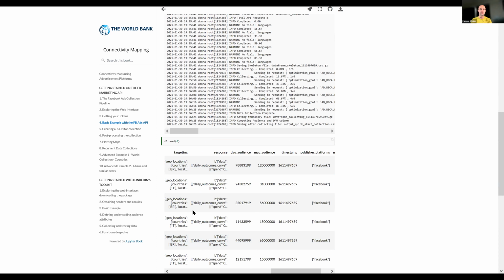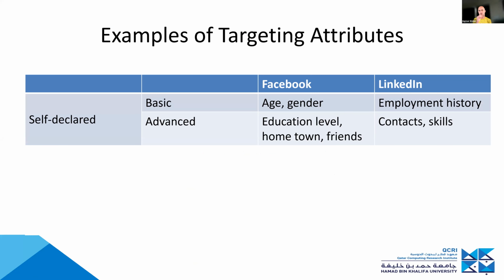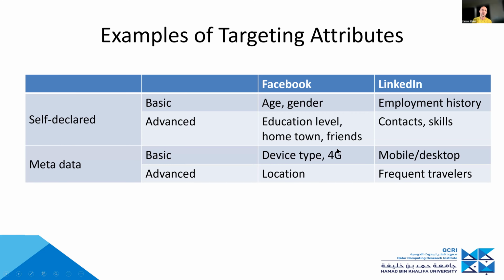So I showed this. Okay, so just to elaborate a bit more on the criteria you can use for targeting, and also to contrast it with LinkedIn, to show you if that's of interest. Some attributes are self-declared, right? On Facebook, for example, age and gender would be self-declared. On LinkedIn, your employment history is self-declared, right? But that also includes things such as your hometown, your education level, and also your friends, or your contacts and skills on LinkedIn.